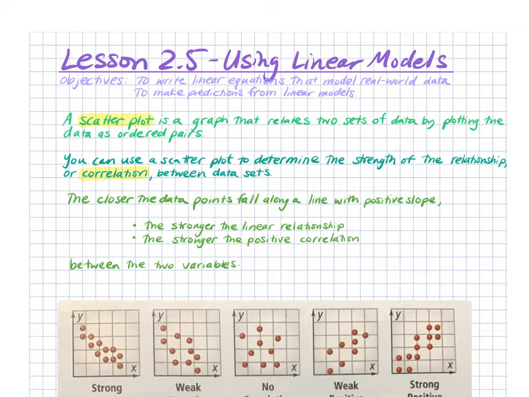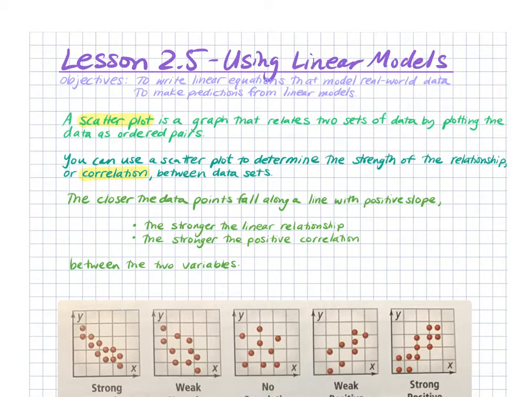This is the video lesson for Algebra 2, 2.1, using linear models. So the objectives here are to write linear models that model real-world data and then to make predictions from those linear models. So the first thing we're going to learn about is something called a scatter plot. This is just a graph that relates two sets of data by plotting the data as ordered pairs.